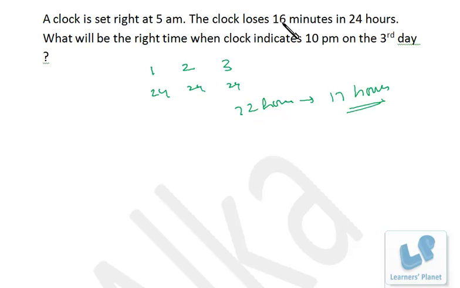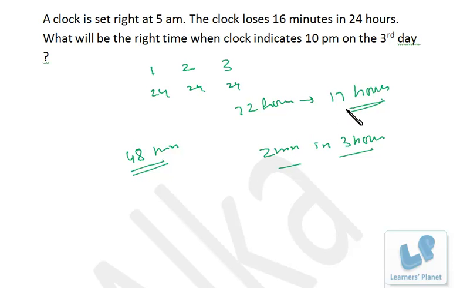Okay, so since the clock is losing 16 minutes in 24 hours, that means in 72 hours 48 minutes are already lost. After that we have to make the calculation for the 17 hours. Okay, now just listen to me carefully. 16 minutes in 24 hours, that means 2 minutes in 3 hours it's losing.